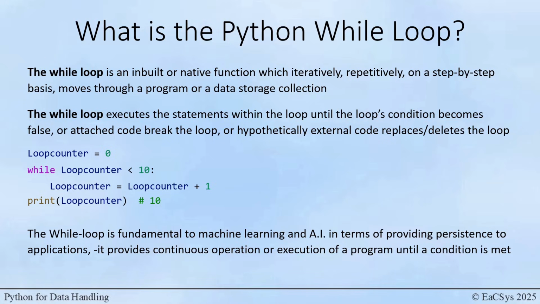It is for the data scientist or machine learner to define the logic condition or event for the while loop, and the while loop's only purpose is to execute the coded statements within the loop until the while loop's condition for continuing becomes false, or a piece of attached code within the while loop instructs it to break the loop and cease its operation.